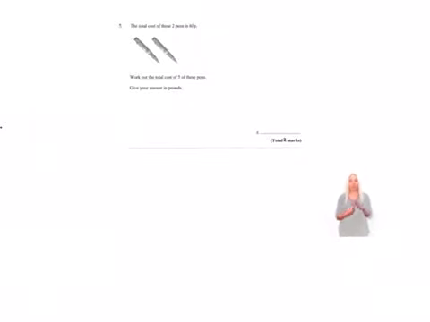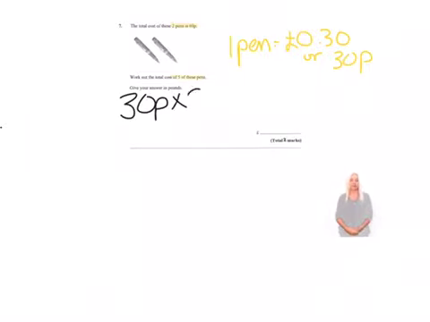For question 7, the key bit of information is that 2 pens cost 60p. So that means that 1 pen is 30p. Either way, it's fine. So what the question is asking is work out the cost of 5 of these pens. So what you do is 30p times by 5 to get us £1.50, making sure that you've got your units as pounds and not in pence as 150 pence. So it'd be £1.50.